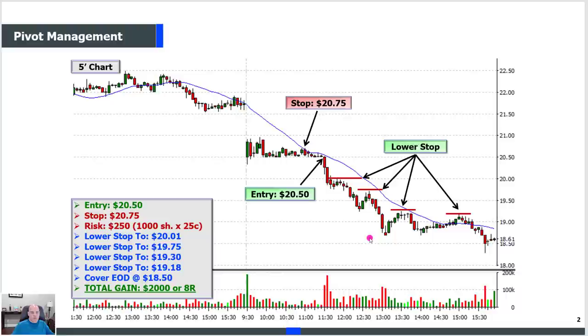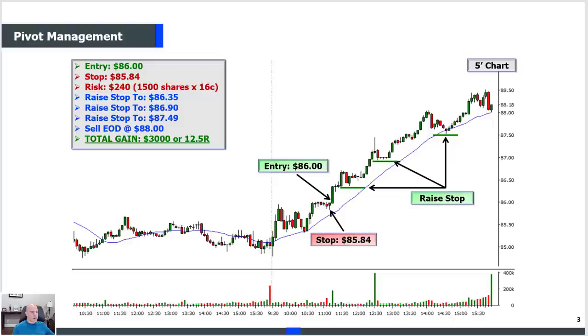So we'll come back to these slides in a couple minutes. I showed this slide as well, one on the long side, one on the short side. Here's a beautiful little breakout, wide range bar rips. You're in at 86 bucks, stops 85, 84, which is really tight. Moves up, pulls back, moves up, but don't move your stops too quickly, okay?